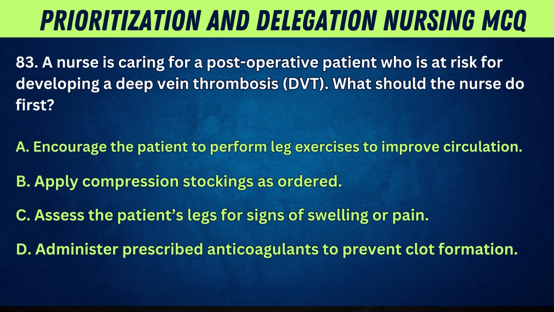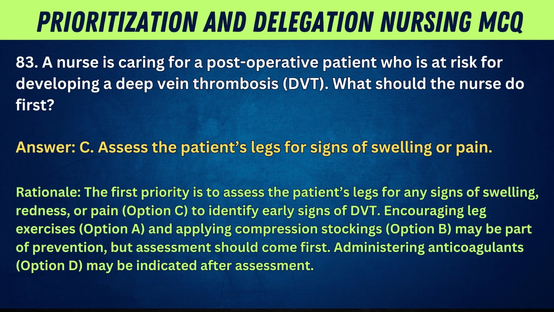83. A nurse is caring for a postoperative patient who is at risk for developing a deep vein thrombosis, DVT. What should the nurse do first? A. Encourage the patient to perform leg exercises to improve circulation. B. Apply compression stockings as ordered. C. Assess the patient's legs for signs of swelling or pain. D. Administer prescribed anticoagulants to prevent clot formation.